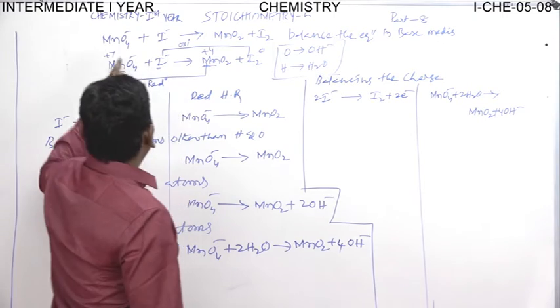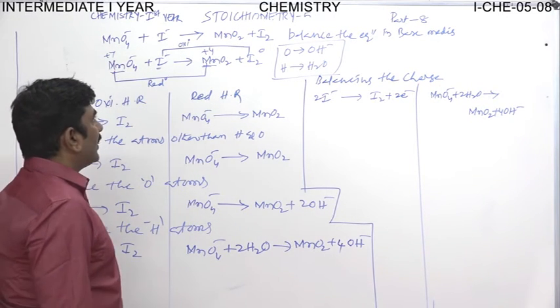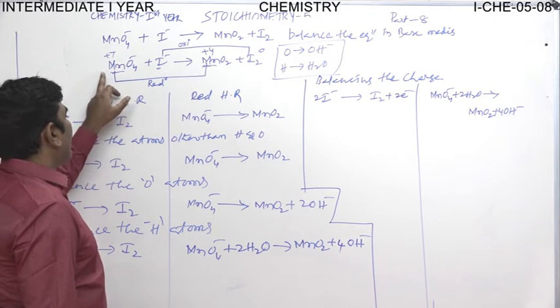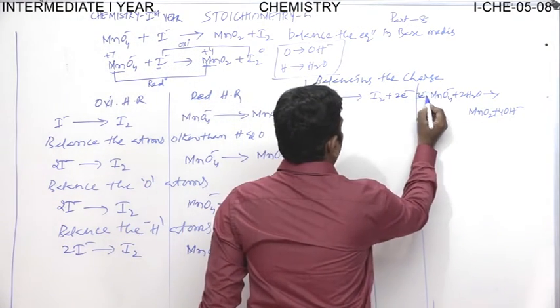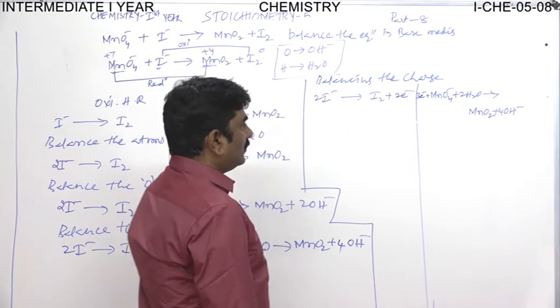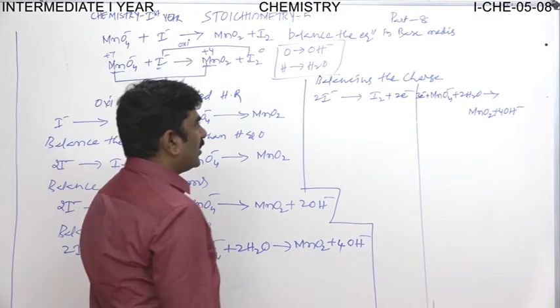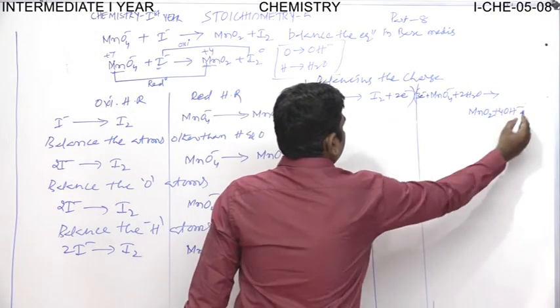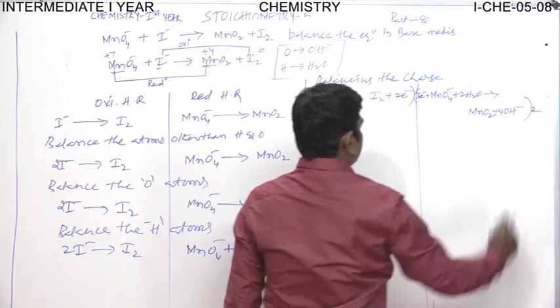Here, plus 7 to plus 4. Plus 7 to plus 4 means how many electrons are absorbed? 3. 3 means this side how many electrons are less? 3 electrons. Yes, add 3 electrons. Now, the number of electrons lost and number of electrons gained are not equal. Therefore, multiply the equation with a suitable number. I am multiplying this equation with 3 and the other equation with 2.